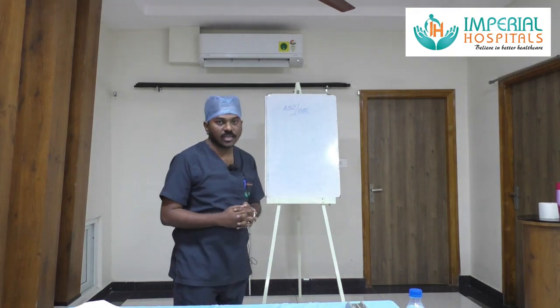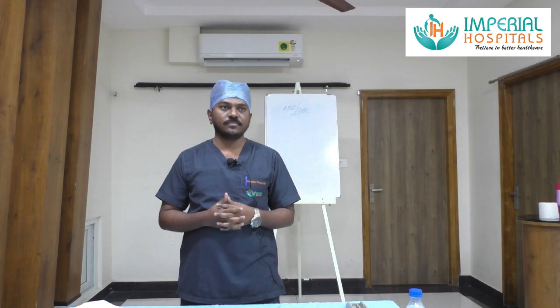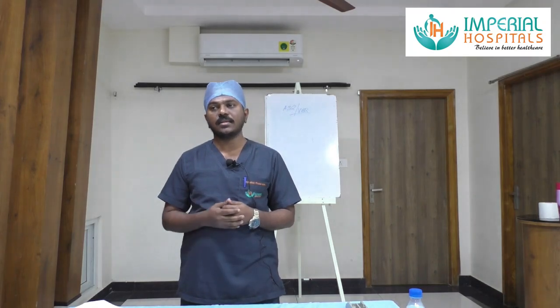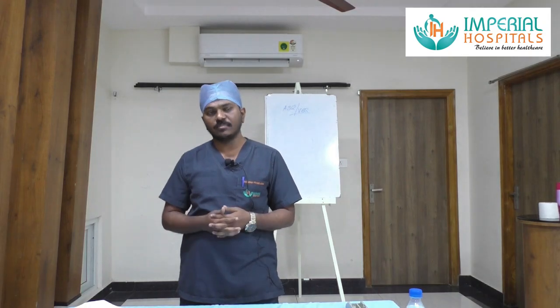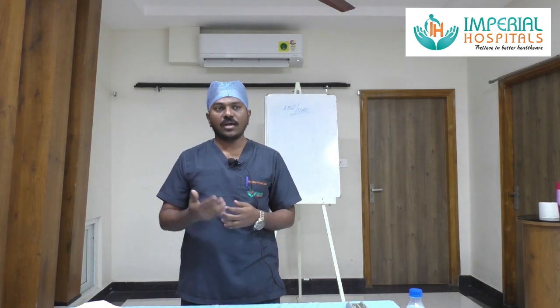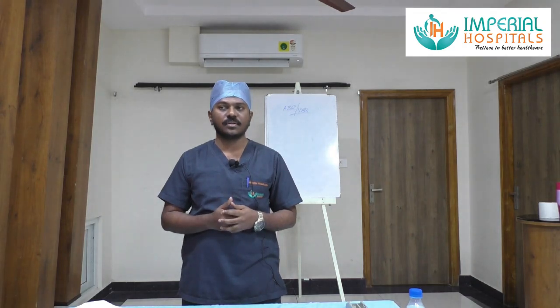So ABG itself is a misnomer. Why ABG? Why not VBG? Why do we require only an arterial blood sample? What is the difference between an arterial blood sample and a venous blood sample? Why is only an arterial blood sample required? And in which cases is an arterial blood sample required?